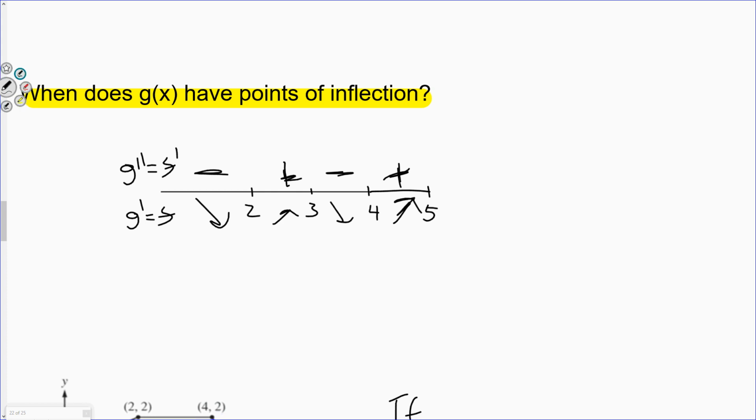Which means G's concavity, which so happens to be the big F, the antiderivative of F, but don't worry about that, is concave down, concave up, concave down, concave up. X equals 2 and 3 and 4. The direction of G prime changes, the direction of F changes, G will have points of inflection.